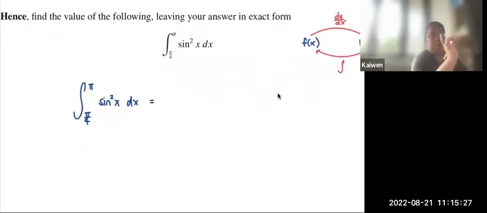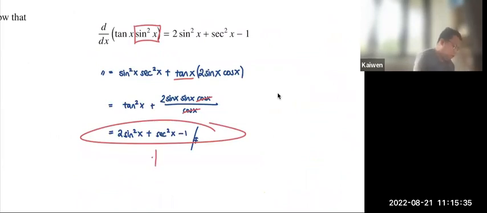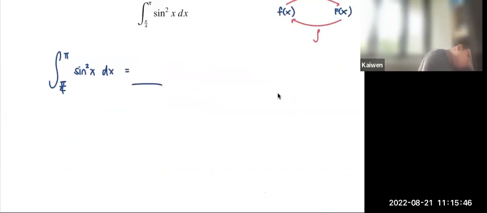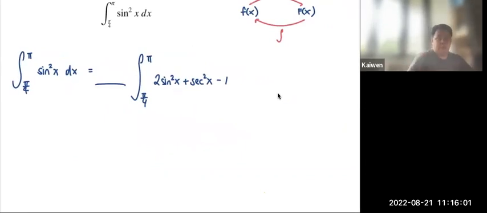What I'm going to do is I'm going to use part A's answer, as I know that the derivative of this thing down here, or the integral of this red circle down here, is this. So I'm going to leave a hole in front. Integrate pi over 4 to pi over 2, and then I'm going to write my 2 sine square x plus secant square x minus 1. And before writing the dx at the very end, I'm going to leave another hole. Don't fill up first.